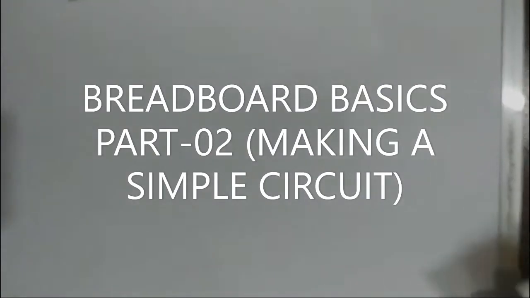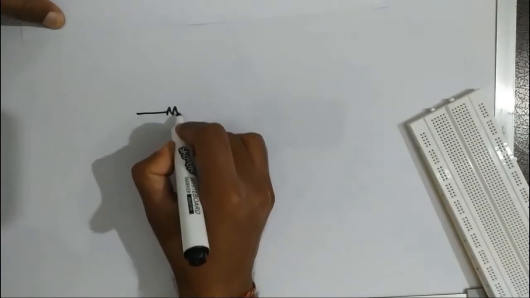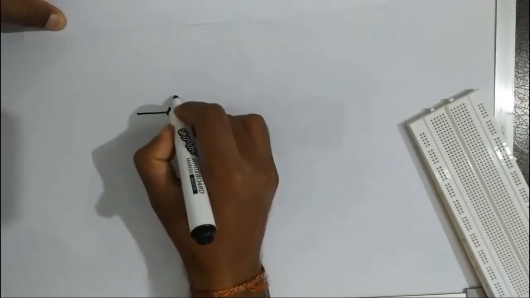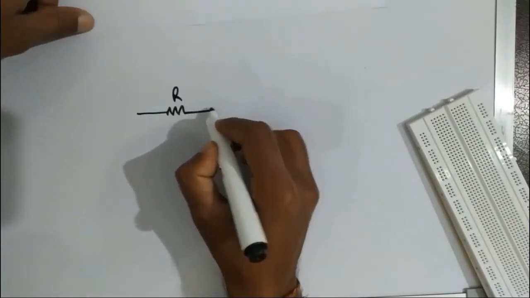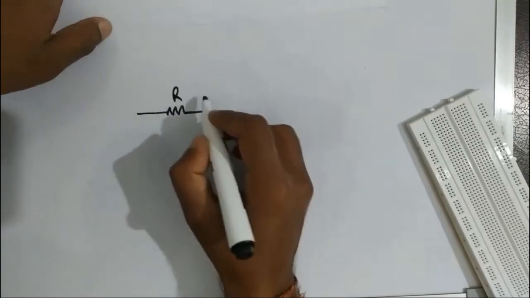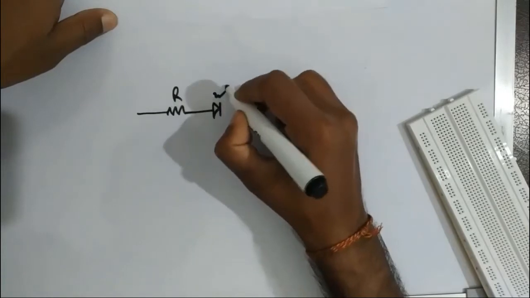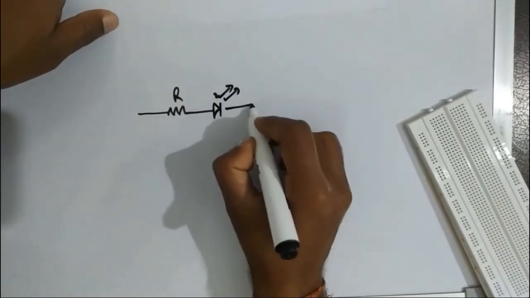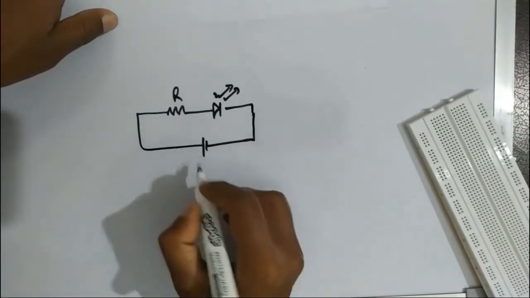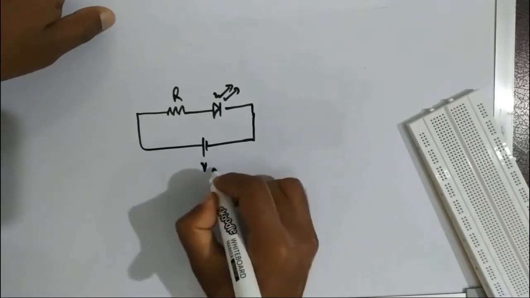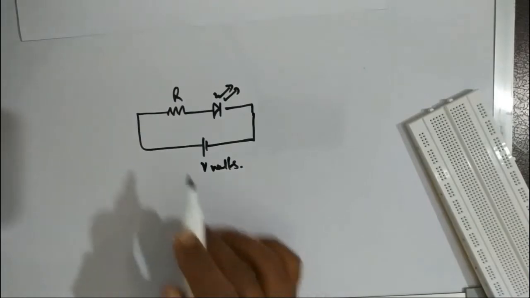So if you have to make any circuit, suppose it consists of a resistor R, of any value, we are not concerned with that, and we are to connect an LED across it, and it is connected to a battery of, say, V volts. So how are we going to make connections in this breadboard?